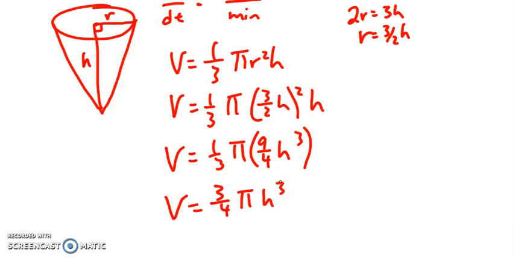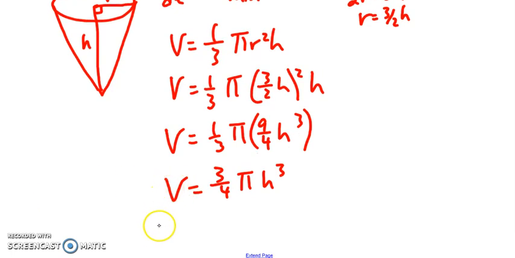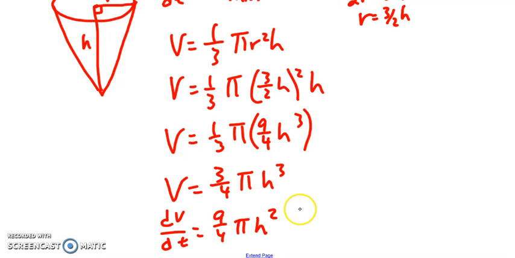Now we have something that's a little bit easier to take the derivative of because my leading coefficient is 3/4 pi. This is a number right here. So when I take the derivative, V becomes 1 times dV dt, always with respect to time. This is a number, so I take 3 times 3/4 pi, which is 9/4 pi. H, decrease your exponent by 1, dh dt. Let's go ahead and pause there.